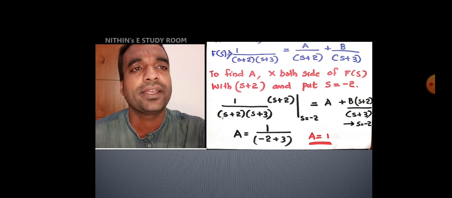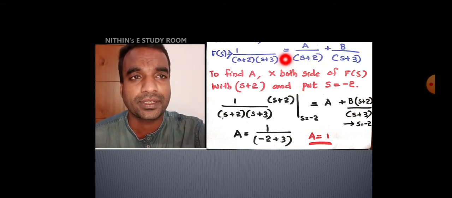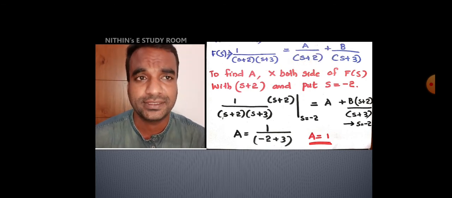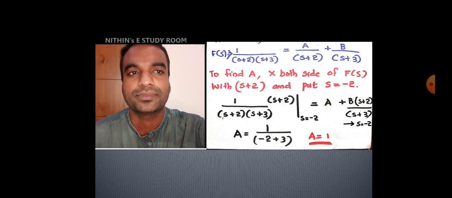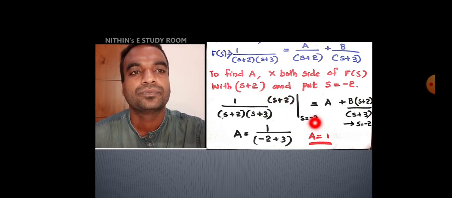So if you want to find a, theoretically speaking, you have to multiply the left-hand side and right-hand side of the equation with s plus 2 and put s equal to minus 2. But what I want to say is that on the right side, after the whole procedure, you will definitely get a only. All the other terms will become 0. So we have to check the left-hand side: 1 by s plus 2 into s plus 3, into s plus 2, and put s equal to minus 2. On the right side, it is a only. All the other terms will become 0.